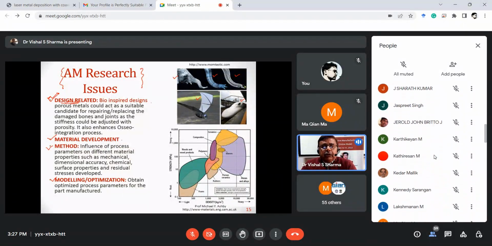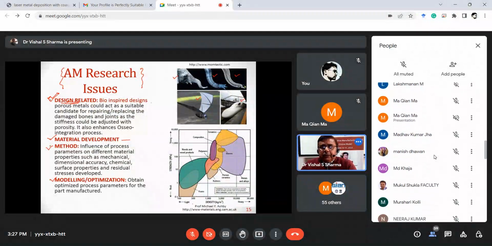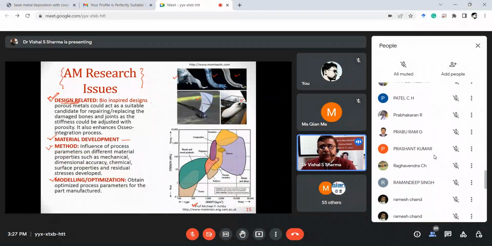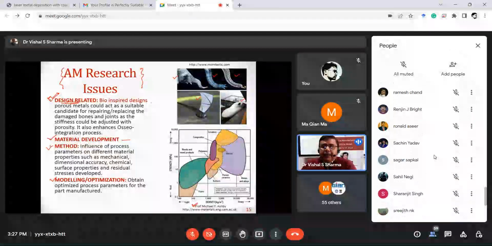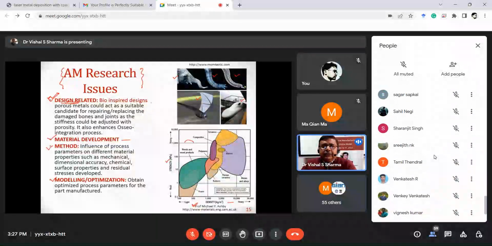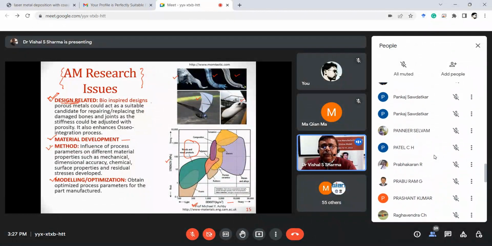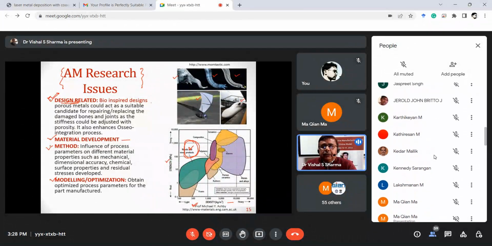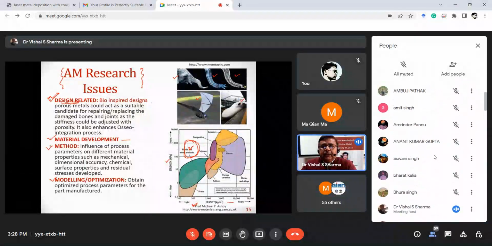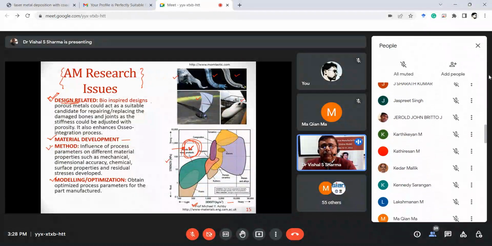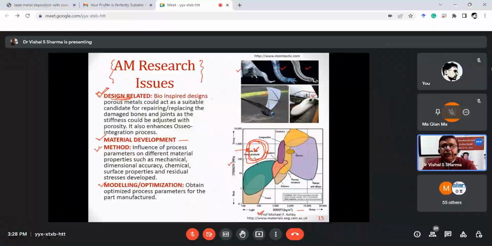Now coming to material development, anyone who works in the domain of material science might have encountered this figure. It was given by Professor Ashby. On the x-axis we have density, on the y-axis we have strength. Material development engineers always want to work in this domain. There is a big hole here, and what is this hole? They want to develop materials which are light in weight but at the same time have high strength. This is where a lot of work can still be done, not only in additive manufacturing but in the domain of materials in general.